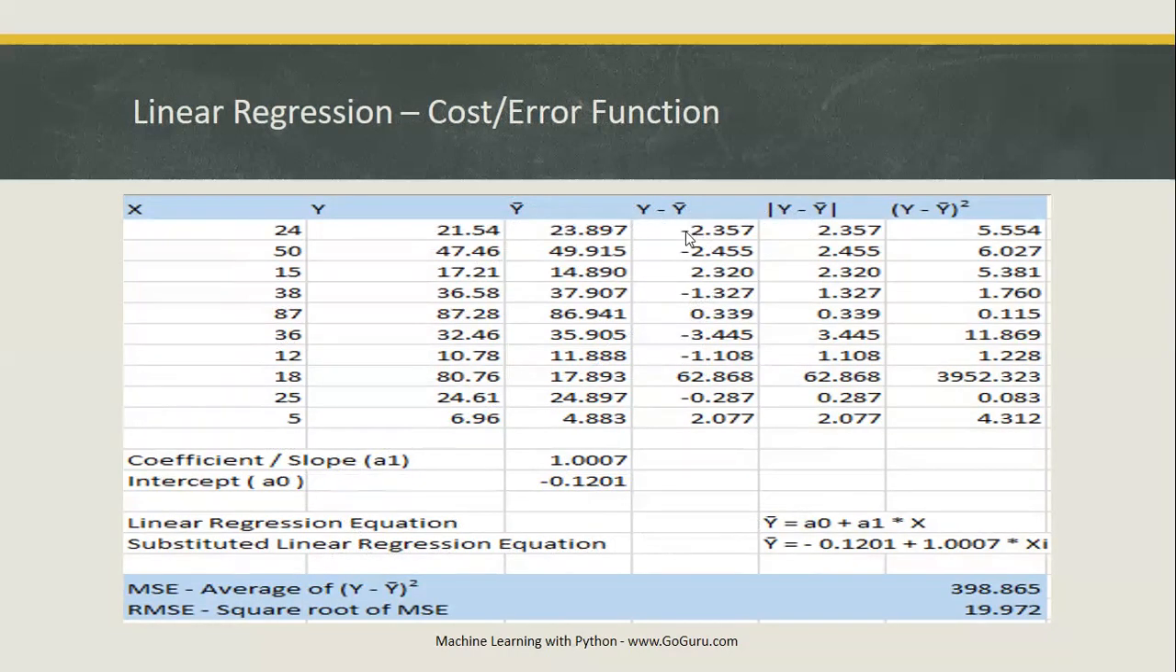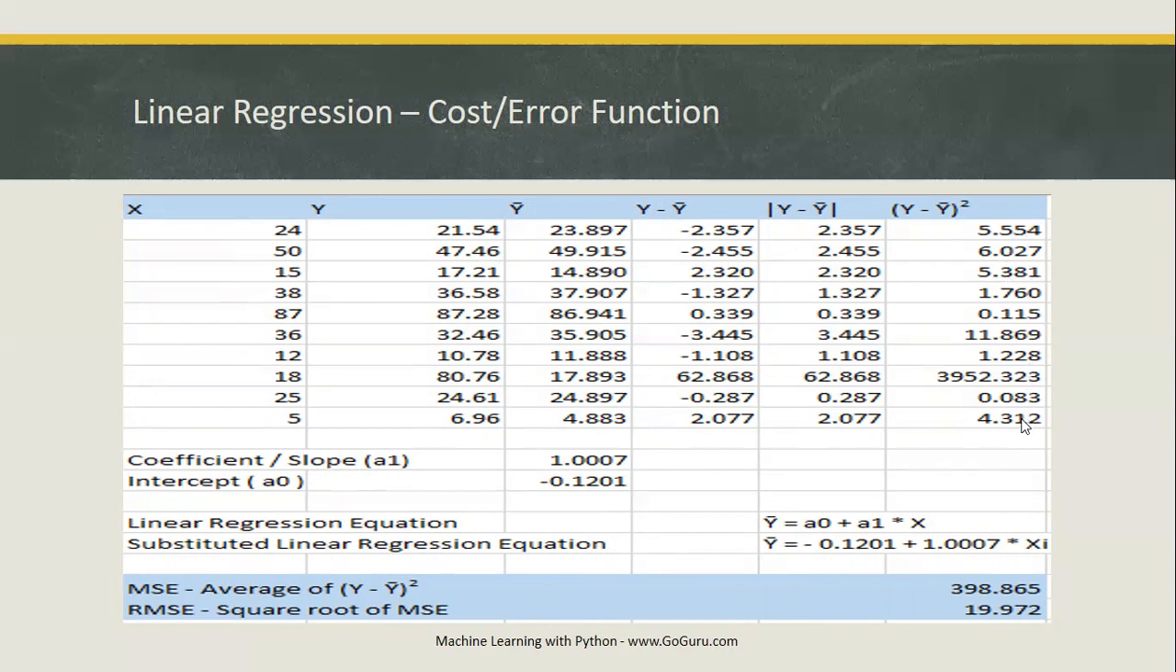Once we do that, we square this value to get rid of the negative signs, which is in the last column, which is y minus predicted y, squared. If you square it, these are the values that we are getting. And when you add everything and take an average of everything, that is your mean square error, which is here. So mean square error is nothing but the average of whatever we are getting here.